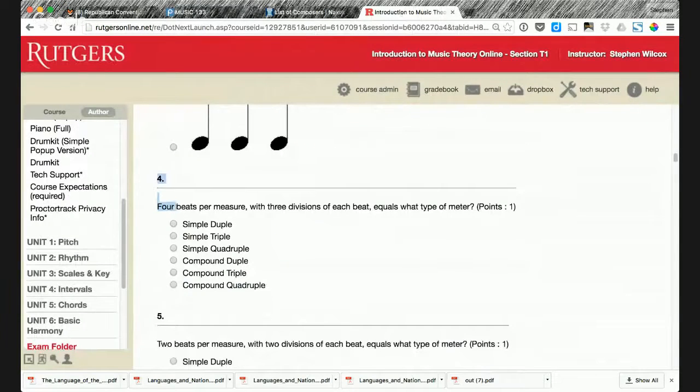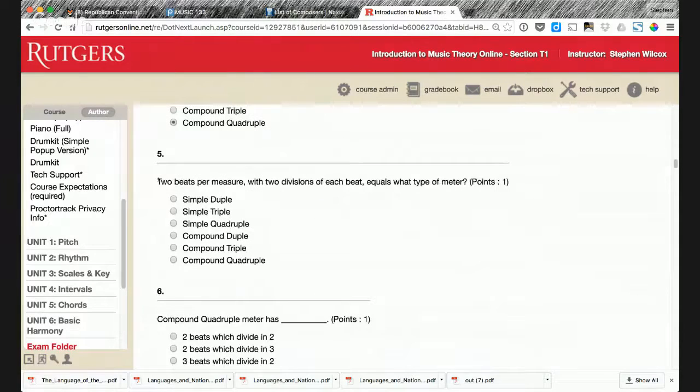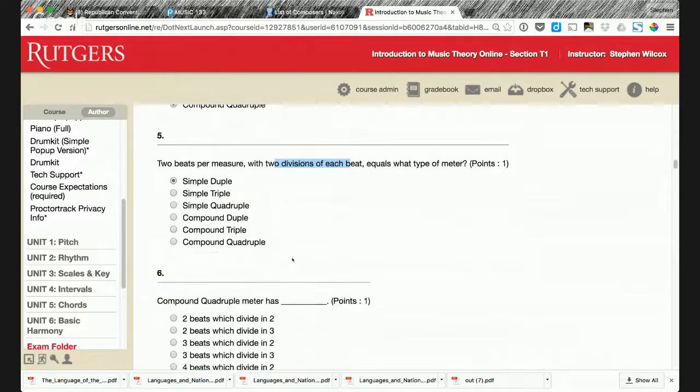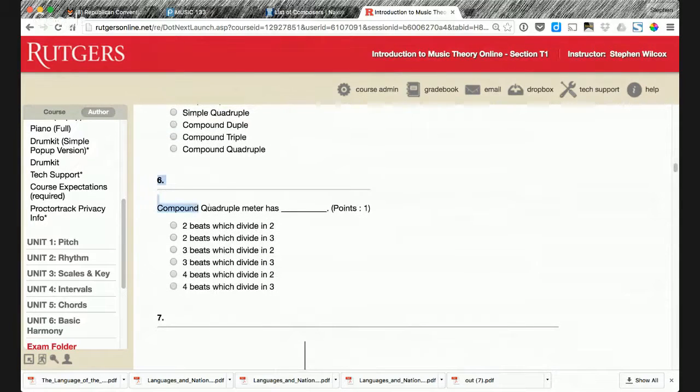Here we have 4 beats, right? So it's going to be some sort of quadruple. So compound quadruple or simple quadruple. And then we have 3 divisions. So 3 divisions is compound. So compound quadruple. 2 beats. So we're going to have simple duple or compound duple, 2 divisions. So it's a simple division. So simple duple.